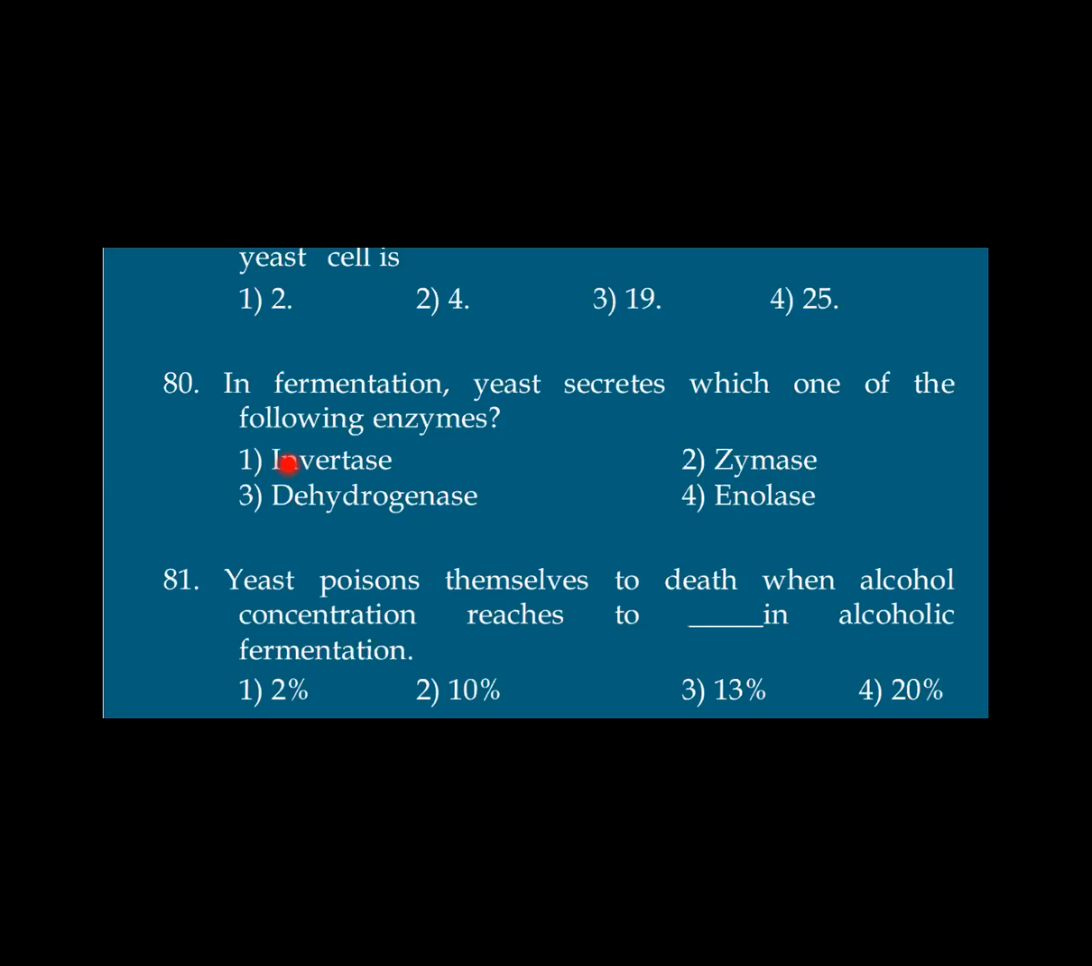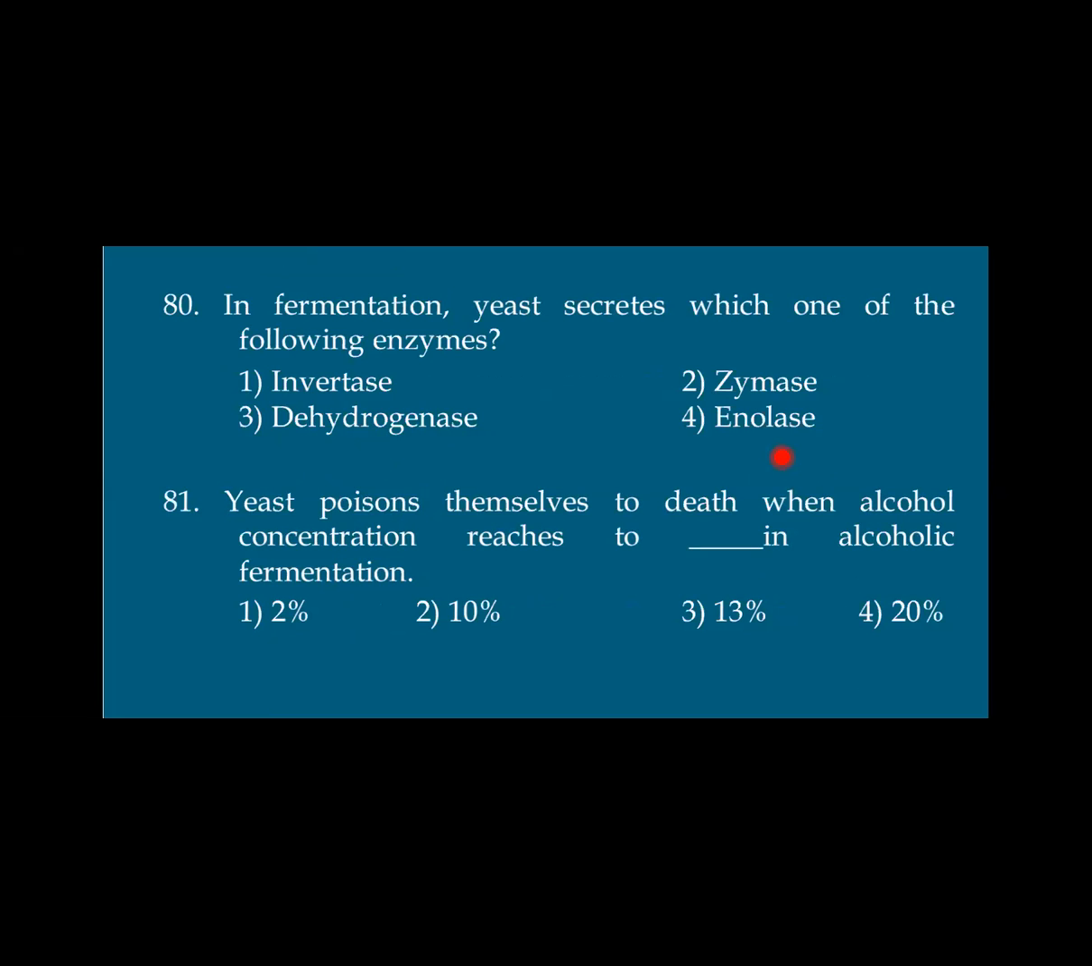Invertase is one which can convert sucrose to glucose and fructose. Dehydrogenase is for oxidation. Enolase, it comes in the glycolytic pathway. Okay, enolase enzyme comes in the glycolytic pathway. So option 2 is the answer for this question.